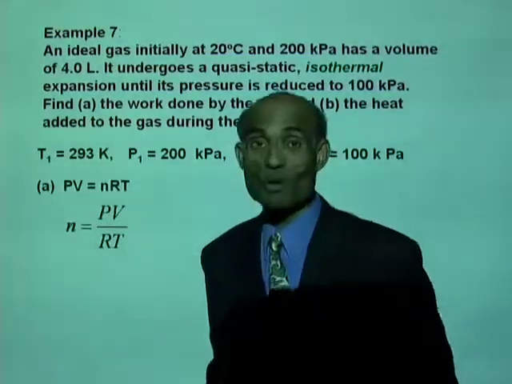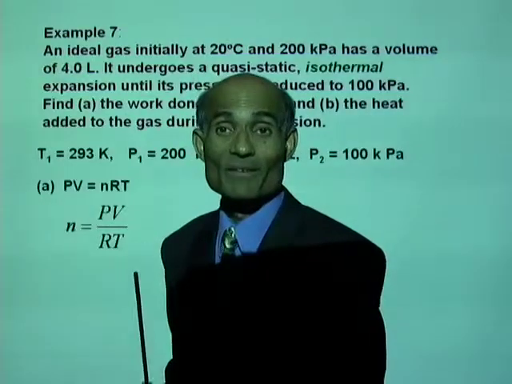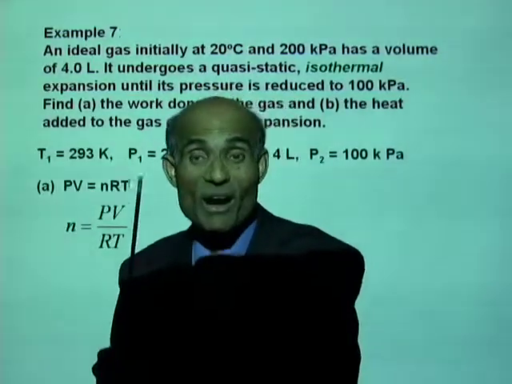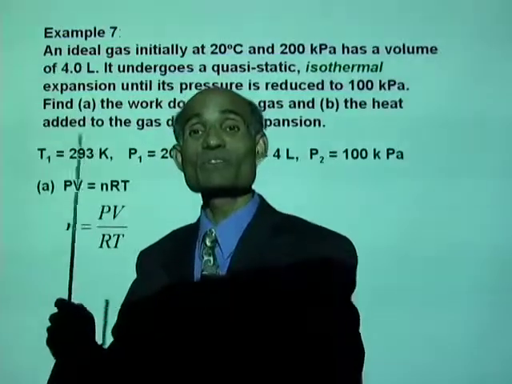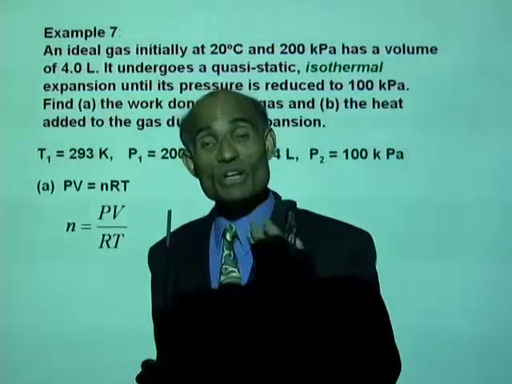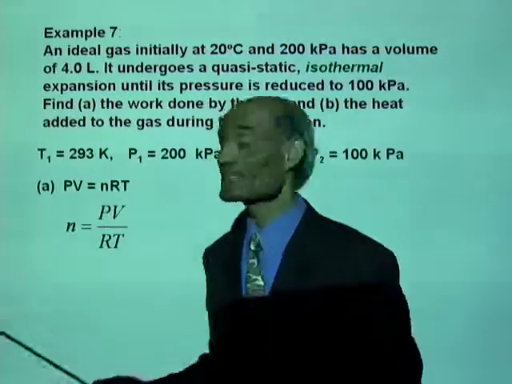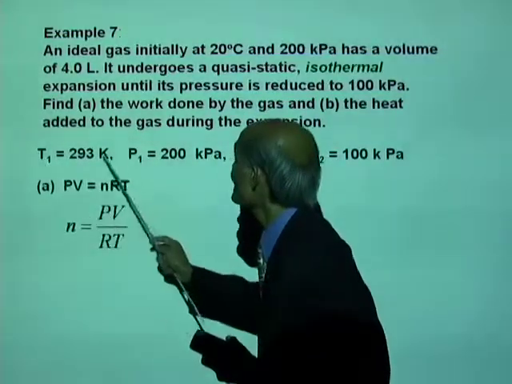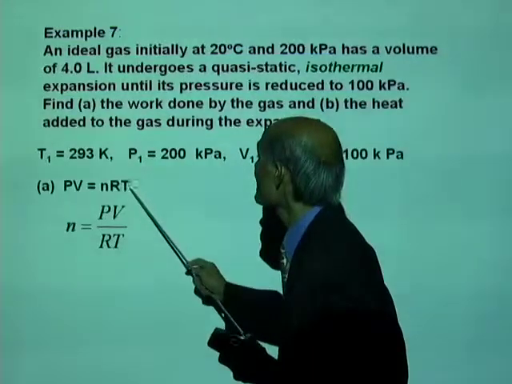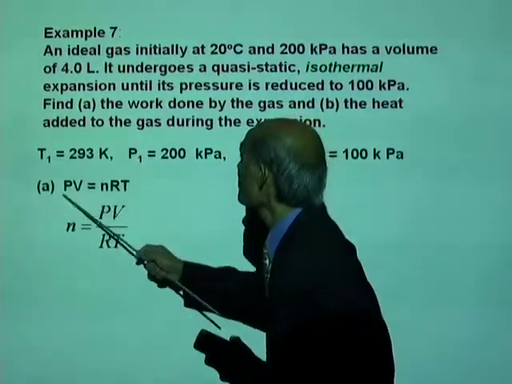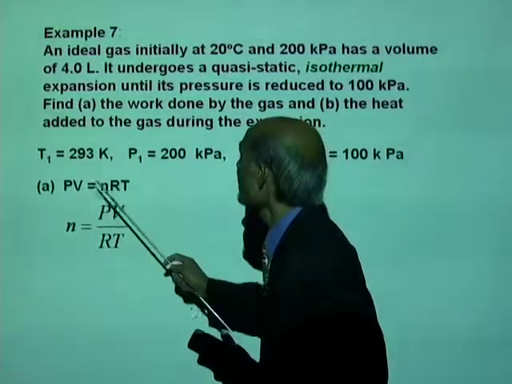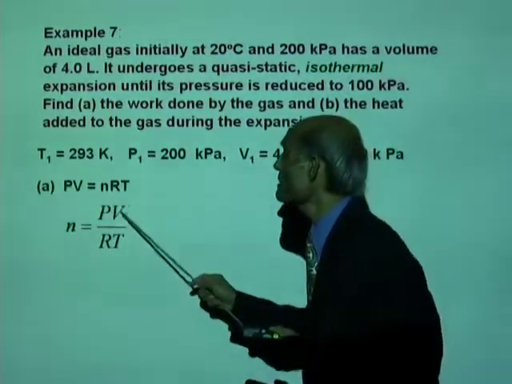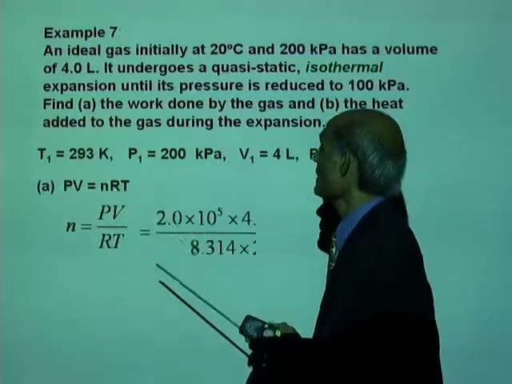Why do we need the number of moles? Well, the equation for the work done contains nRT ln V2 over V1. We need the number of moles of the gas. So, you are given the values in state 1, you know the temperature, you know the pressure, you know the volume, therefore you can calculate n as PV over RT.